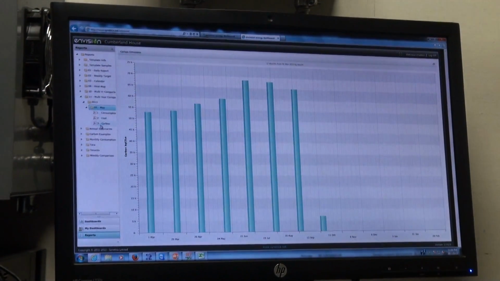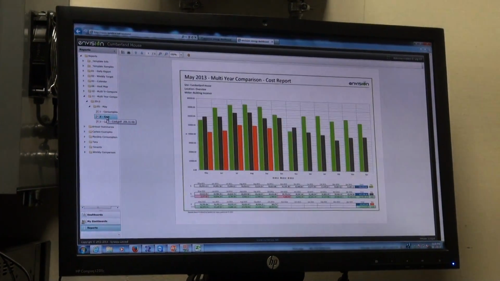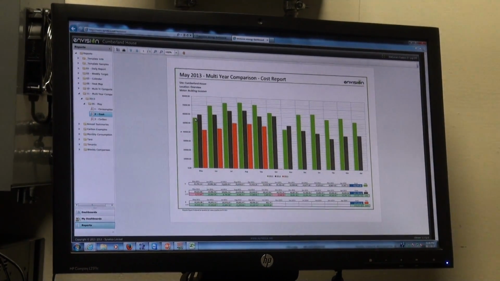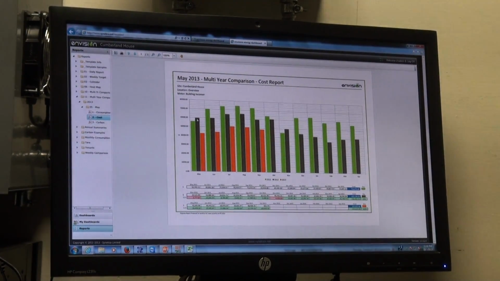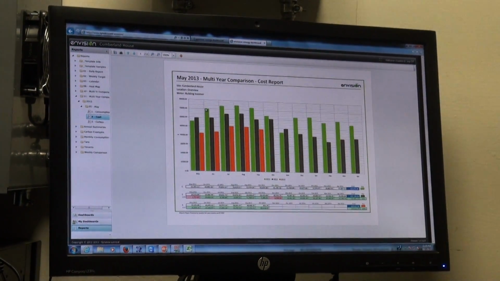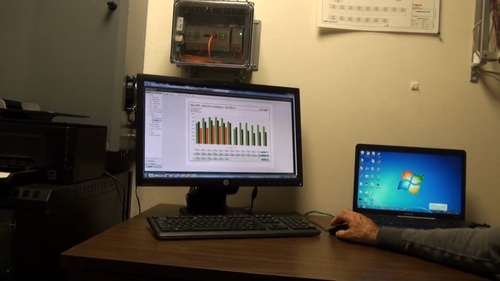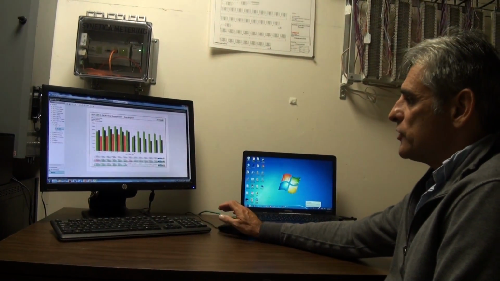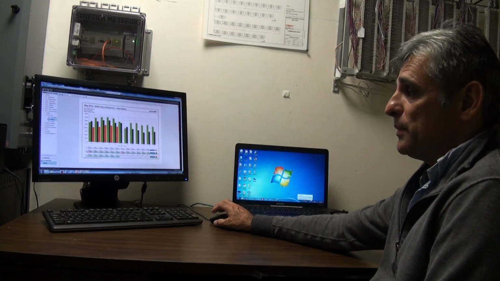So for instance, if I wanted to do a multi-year comparison for cost, we can do, this is 2012, 2011, 2012, energy cost savings 2013. And we can do that very easily now. We can generate these reports to the owners, to the tenants, and to any accountant that wants any verification of how this building's been performing.